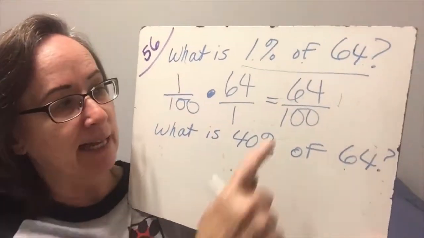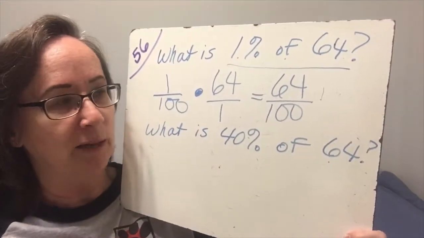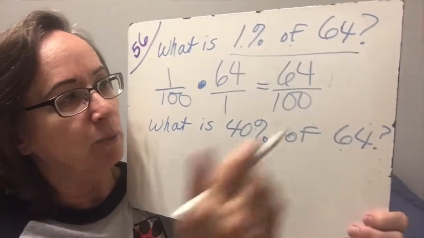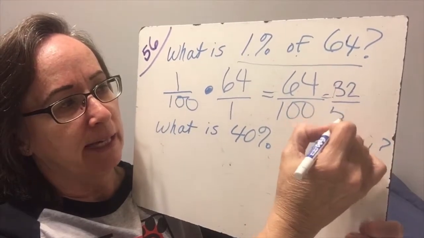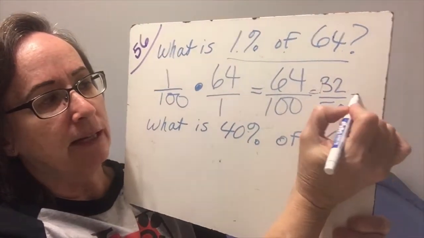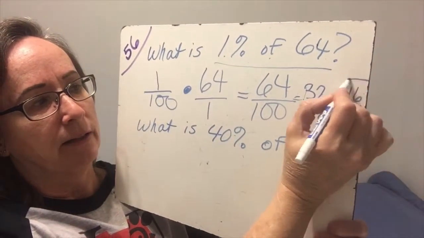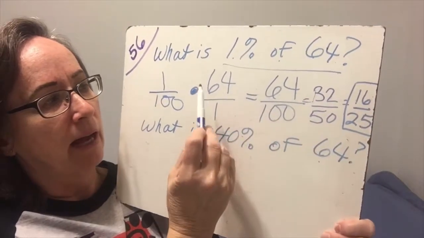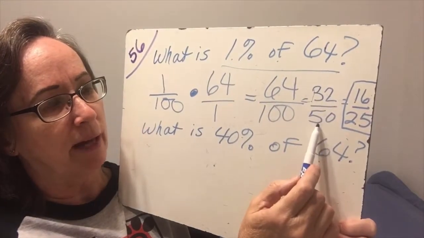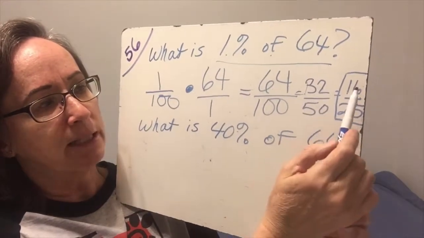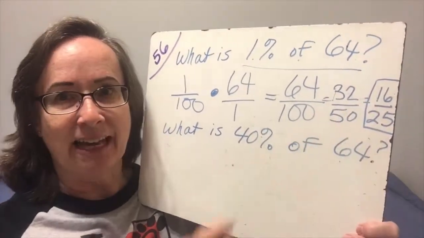Okay, so that gives us a fraction form of 1%, but we usually will simplify our fractions. Could we say that this is 32 out of 50, or even 16 out of 25? Okay, so what did I do? I took my 64 out of 100, I divided by 2 and divided by 2 and got 32 out of 50. I divided by 2 and divided by 2 and got 16 out of 25. So now 1% is 16 out of 25.